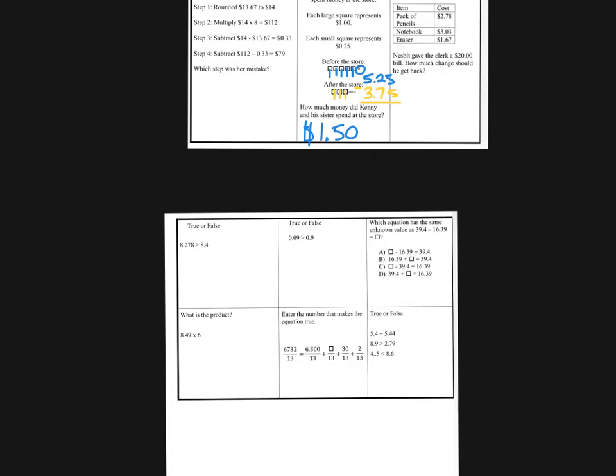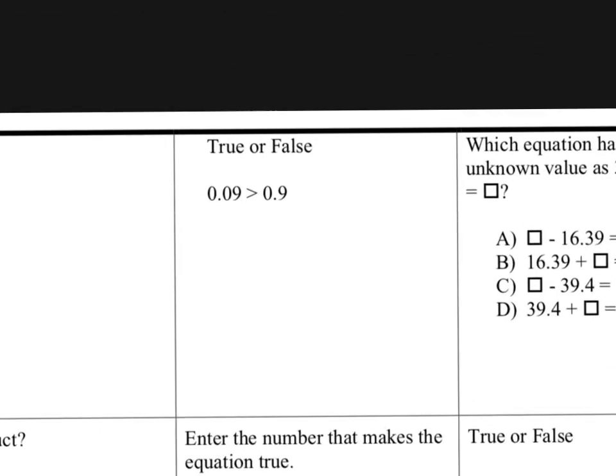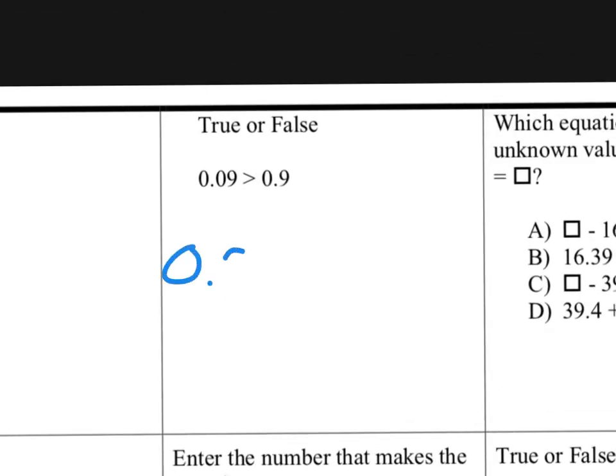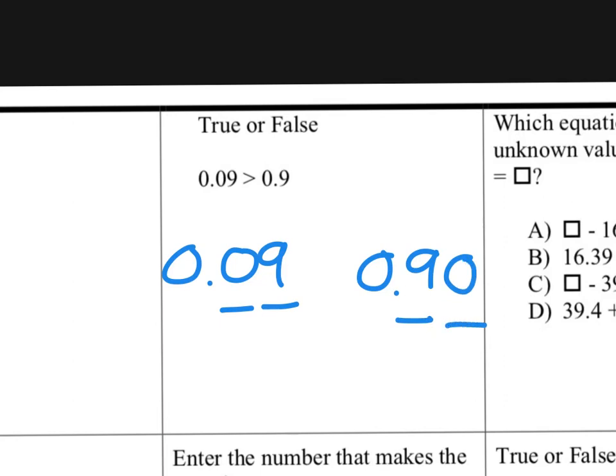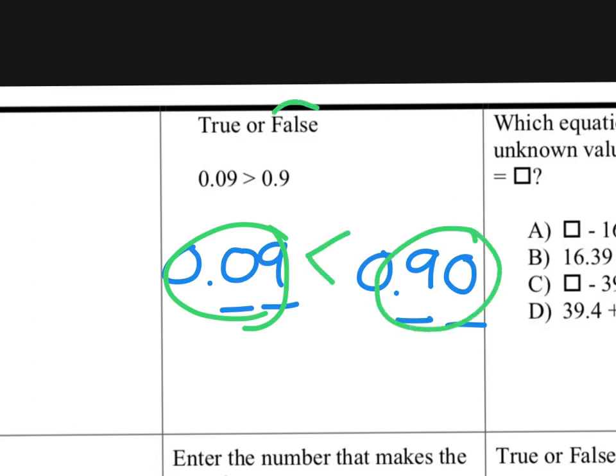Moving along, it says true or false. Well, this is 0.09. You have two numbers behind the decimal. That's going to make this guy the same thing. So we have 1, and then we can add 0, 2. So now we have 9 hundredths on the left side, and we have 90 hundredths. So that will be a false statement.